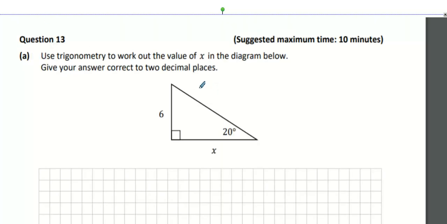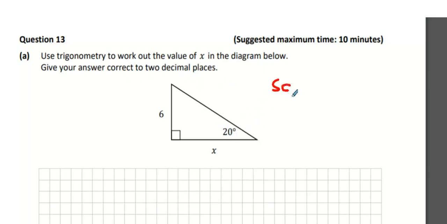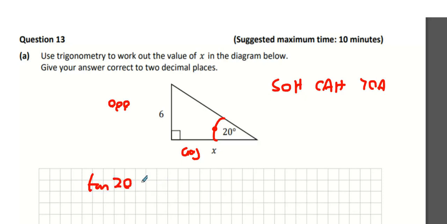Use trigonometry to work out the value of x in the diagram below. Give your answer correct to 2 decimal places. Well, we got SOH CAH TOA. We know the opposite because that's the side that the 20 is looking at. And we know the adjacent is x. So now we got tan 20 degrees equals 6 over x.